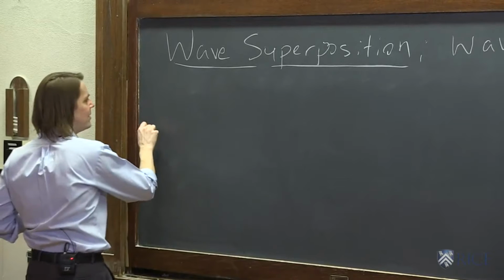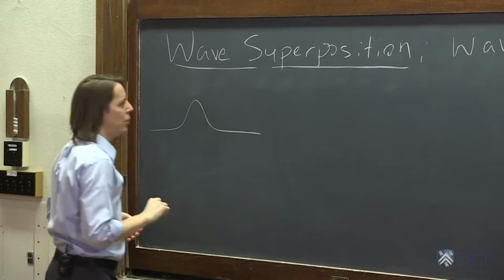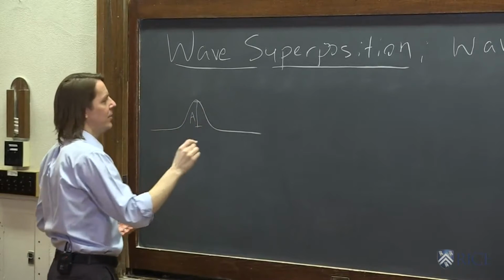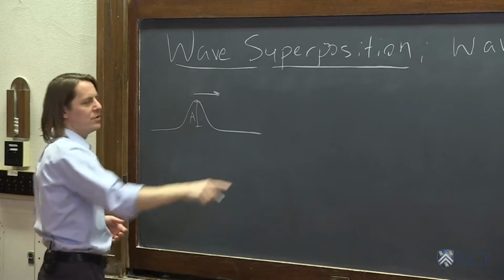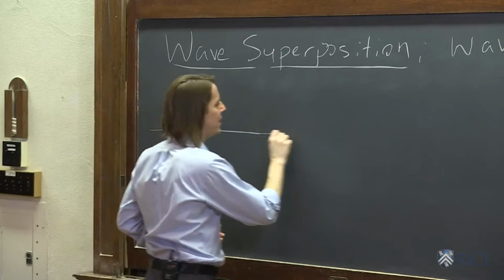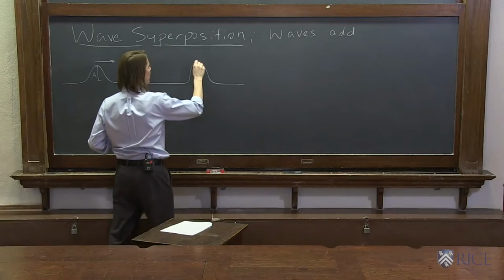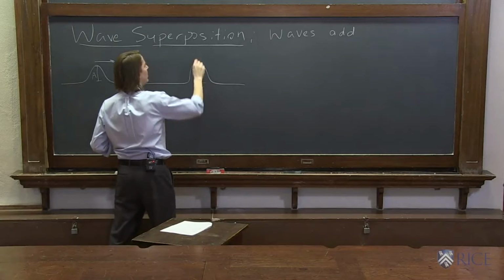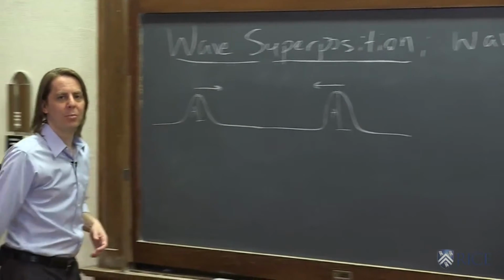So you could imagine it like this. To get started, we'll just draw pulses. So here's a pulse of height A, say, and let's imagine it's moving on a string that way. And on the same string is another pulse of height A. But it's moving toward that pulse. They're coming together.